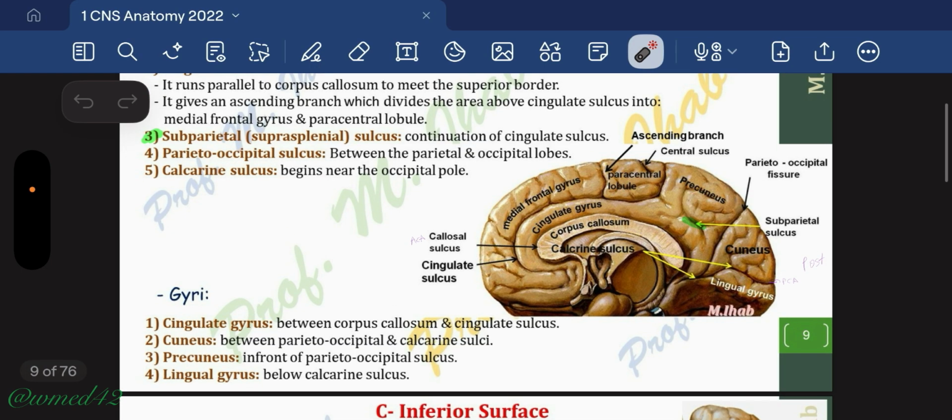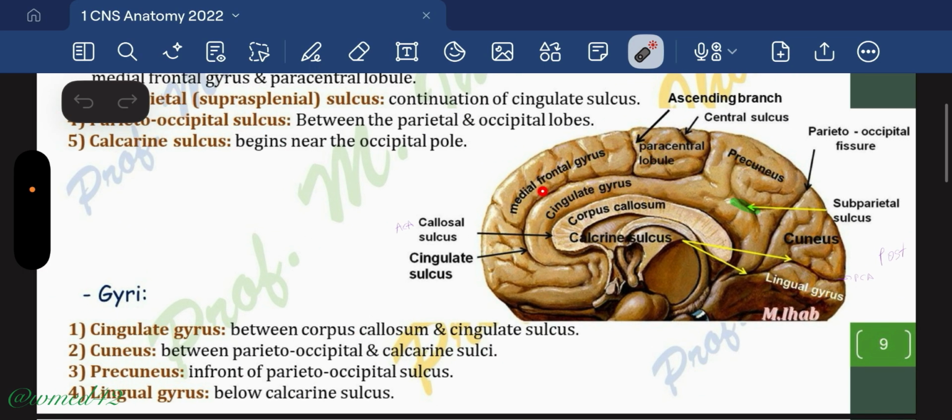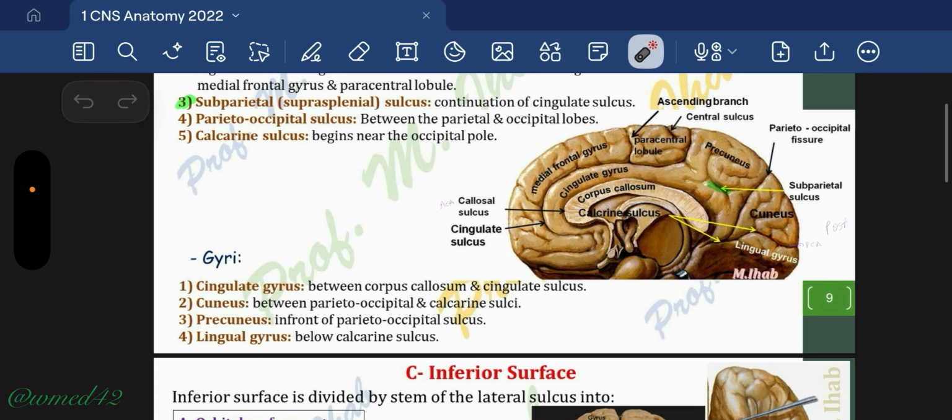Okay, so the gyri: cingulate gyrus, we have it right here after the corpus callosum, which is the connection between the right and left hemisphere. The cuneus is posteriorly positioned, precuneus in front of the cuneus, and lingual gyrus posteriorly and inferiorly positioned.